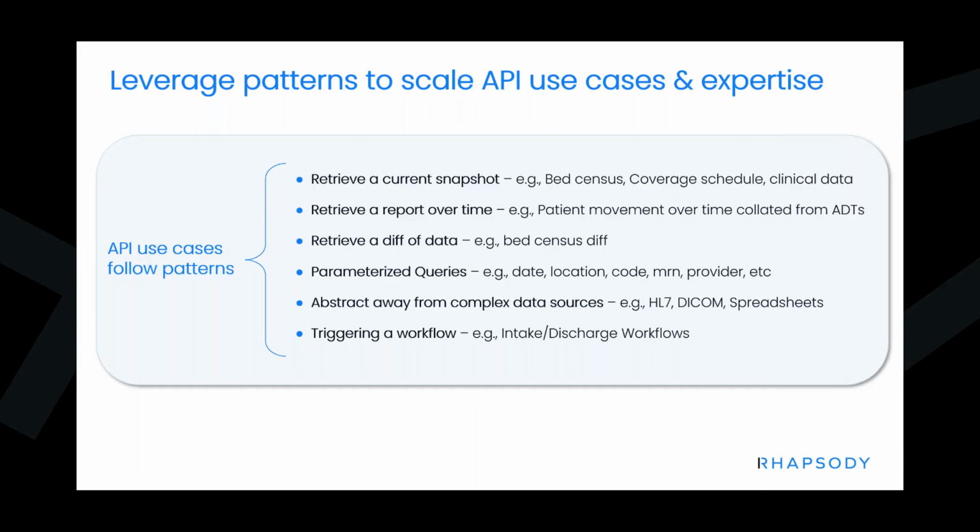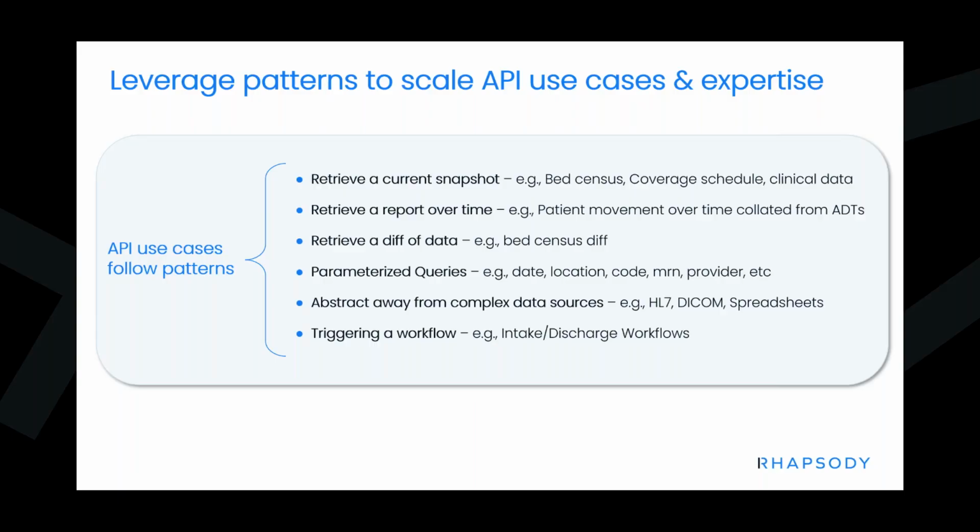It gives you the ability to abstract away from complex data sources, so things like HL7, DICOM, or spreadsheets. You could abstract away from those, turn them into JSON, which is easily consumable by an end user, and make that data available via an API.